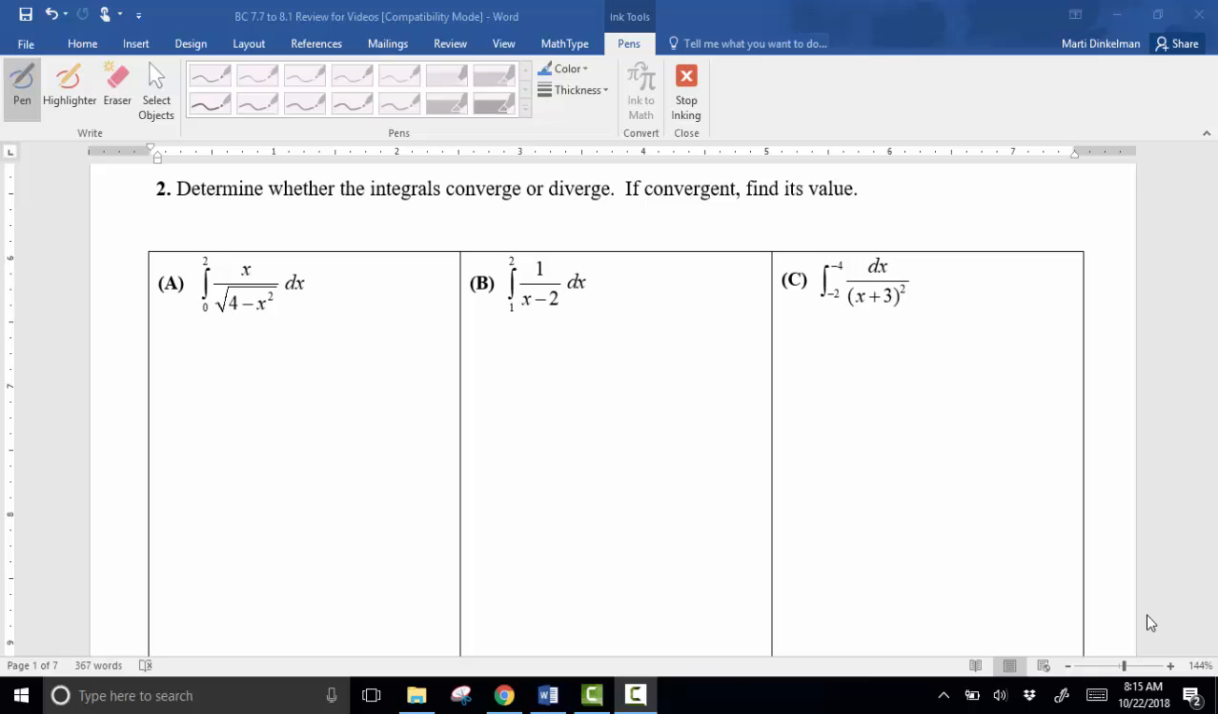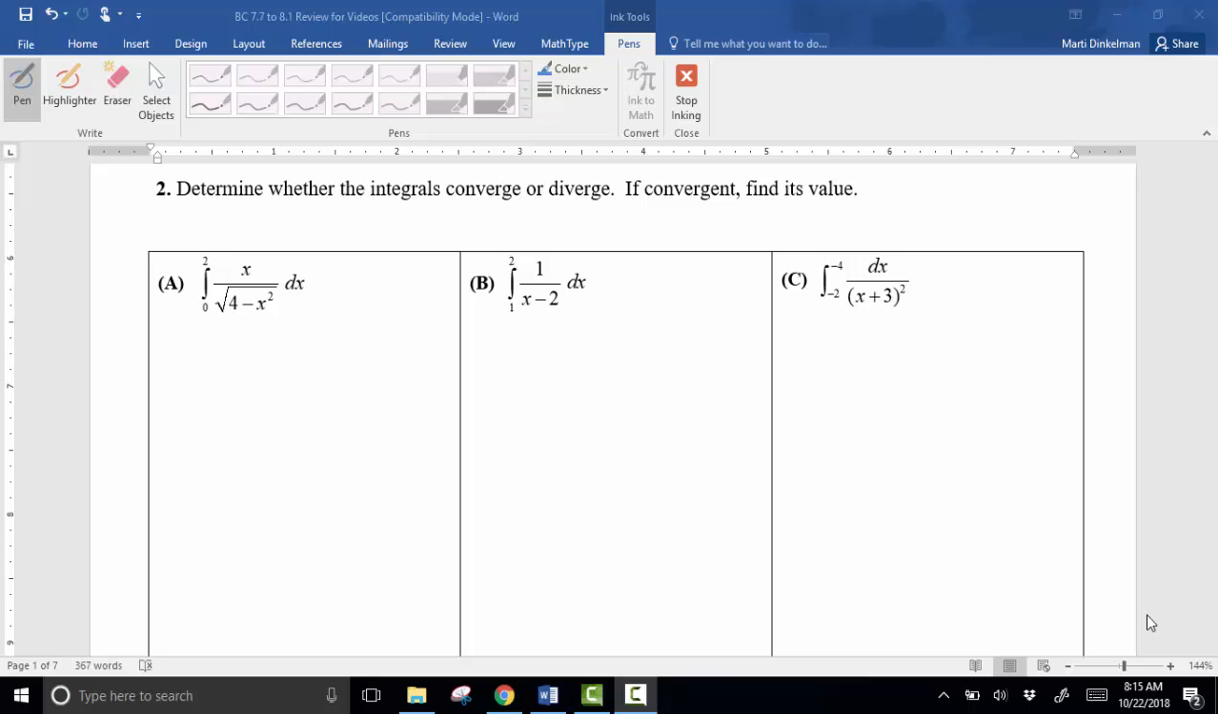These are a little bit more difficult to tell that they're improper because these are the ones where the limits are at an asymptote. A and B, both the upper limit is at the asymptote, and on C it's in between. So we'll have to split letter C up just in case.